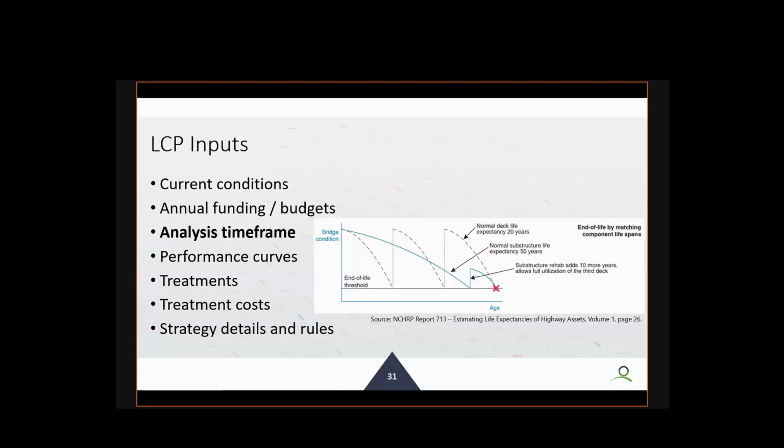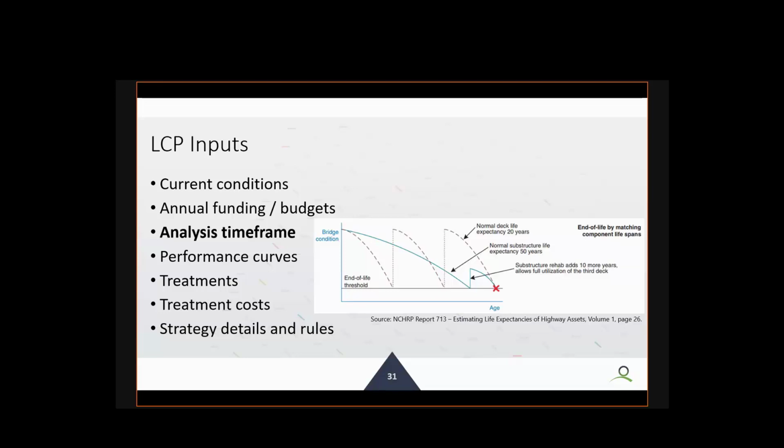All right, so the next piece is the analysis time frame. And I apologize, the print is a little bit small, but I thought this slide did a really good job of describing this. The idea is that asset life cycles are really long, right? So if you've got something like a bridge, and you're expecting your deck to last 20 years, your substructure to last 50, maybe you've got a design life of something now around 75, 80, 100 years.